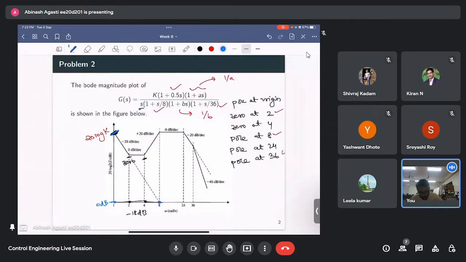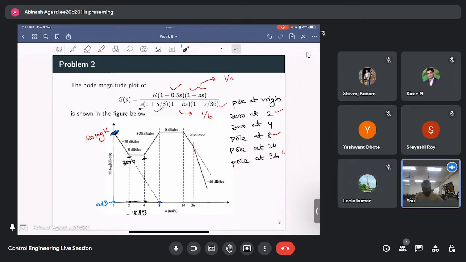So the next thing we want to find out is the value of A and B. Okay, so you can see that in the given Bode plot I am given every pole and zero value. There is a pole at origin, we saw that. Then we see that there is a zero at 2, another zero at 4, one pole at 8, one pole at 24, and another pole at 36. Correct?